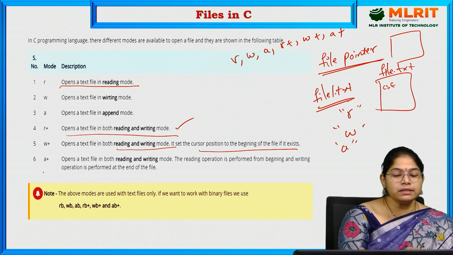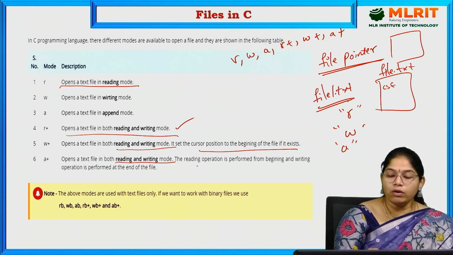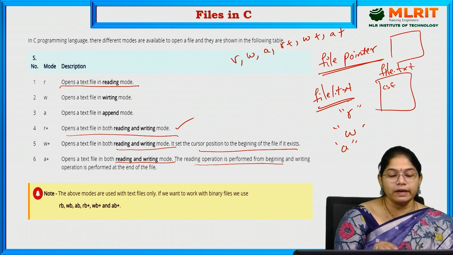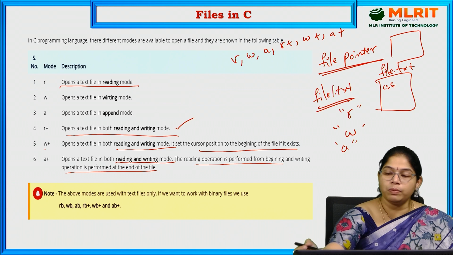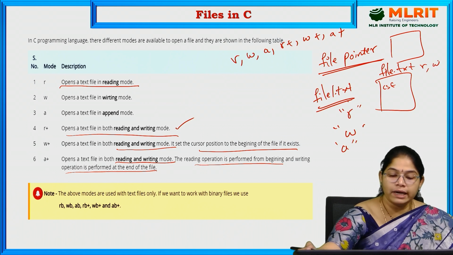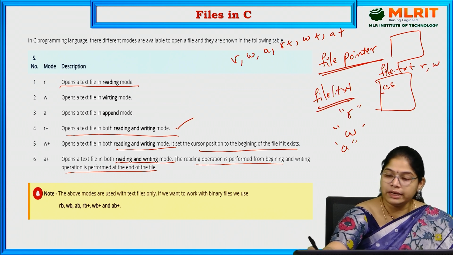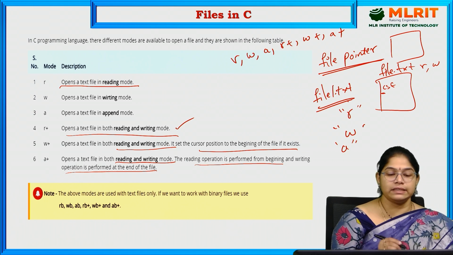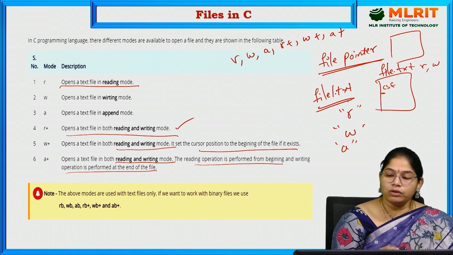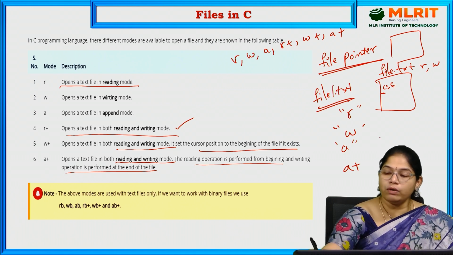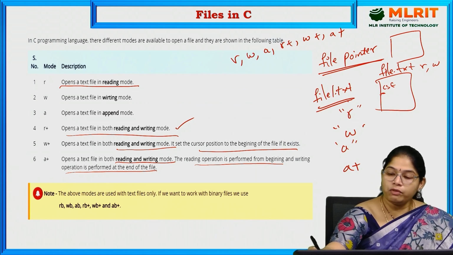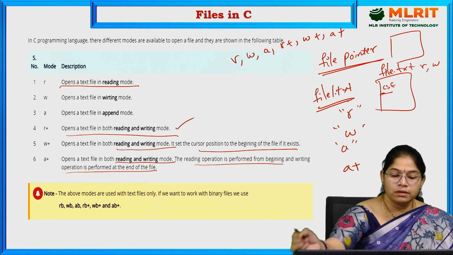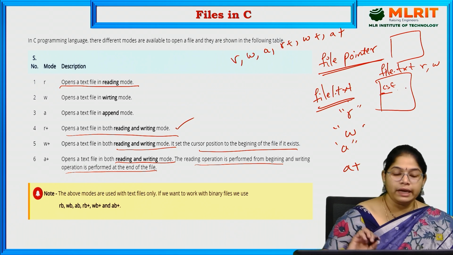Then a+ opens a text file in both reading and writing mode. The reading operation is performed from the beginning and the writing operation is performed at the end. So in w+, it opens both reading and writing mode, but sets the cursor to the beginning of the file if it exists. But coming to a+, using this mode we can open this particular file in both reading and writing mode, but reading is performed from the beginning of the file and writing is performed at the end of the file.